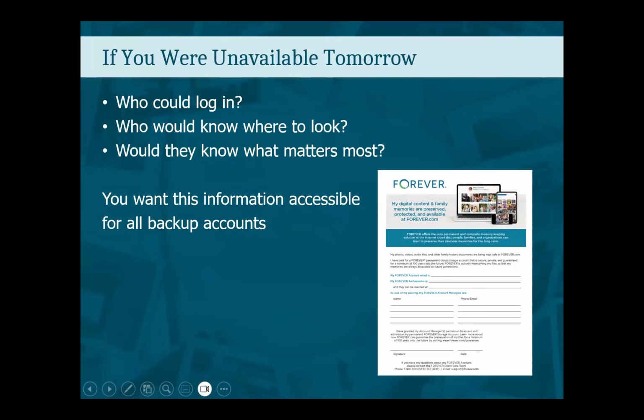So while this is very specific to forever accounts, the idea does not just apply to forever accounts. If you were unavailable tomorrow, and that doesn't necessarily mean you die tomorrow, but maybe you're really sick or in the hospital recovering from surgery or something. Who could log in? Who would know where to look? And would they know what matters most? So you want to be sure that this information is accessible for all backup accounts.